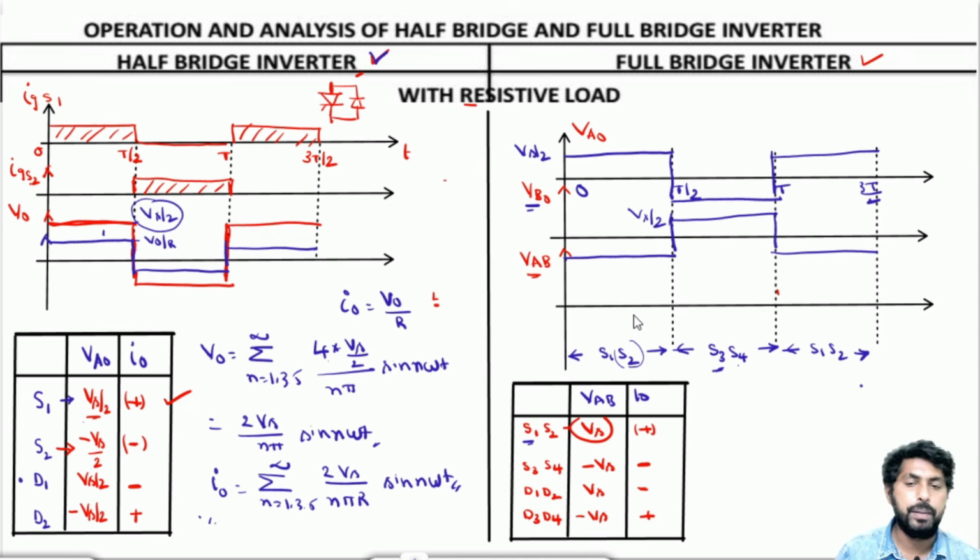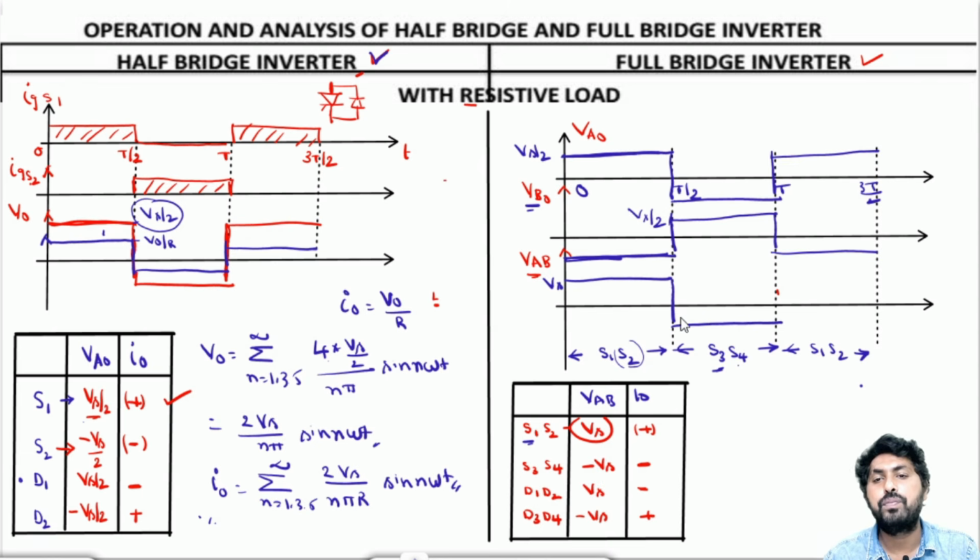We know that when S1 and S2 are in the on condition, it will be Vs. Similarly, if I find VAO minus VBO, that is Vs by 2 minus of minus Vs by 2, I will get Vs here. So it will be Vs, then again minus Vs, then Vs again. Now we have got the output voltage waveform VAB, or V naught.